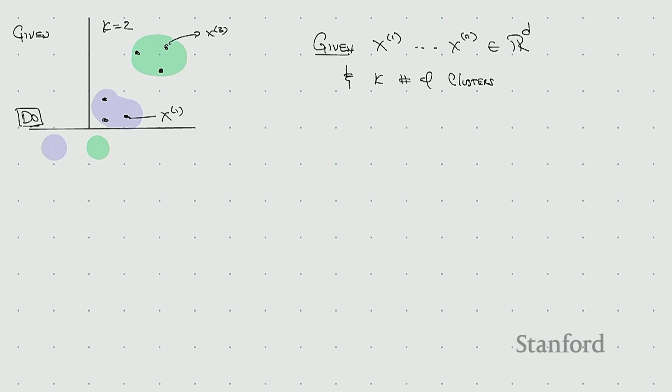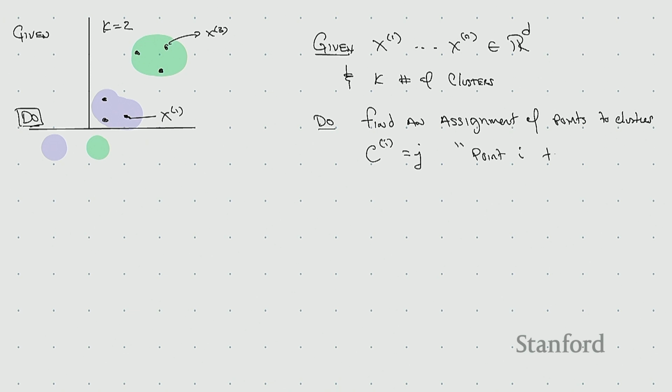We need one bit of notation to do this. So how am I going to make these colors into notation? Well, I'm going to introduce this thing. We're going to find an assignment of points to clusters, to the k clusters. So what we're going to have is a map called ci equals j, which means point i goes to cluster j.